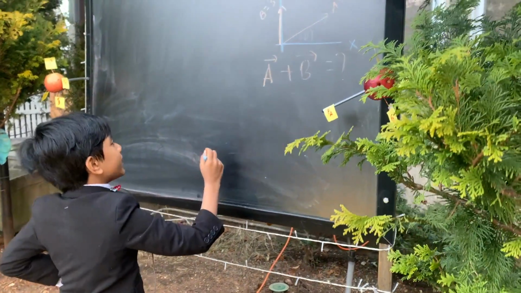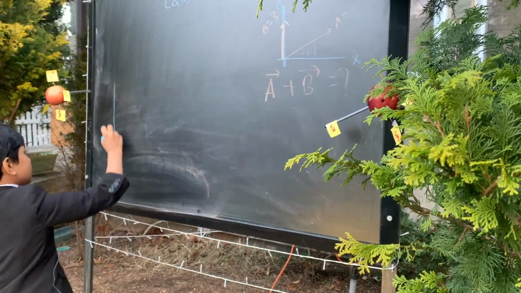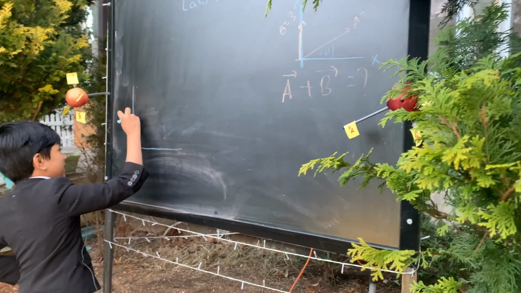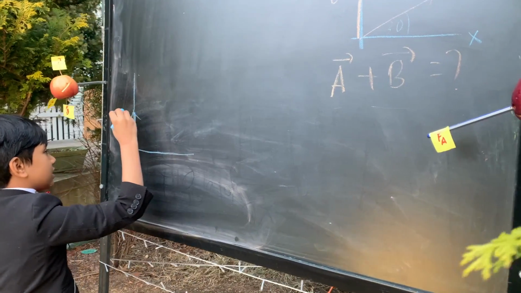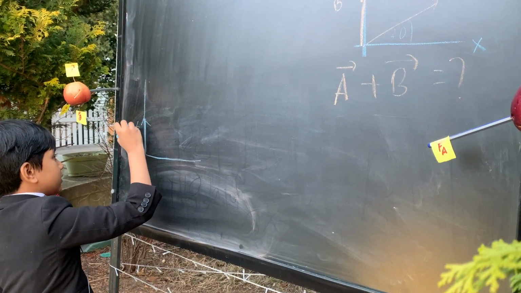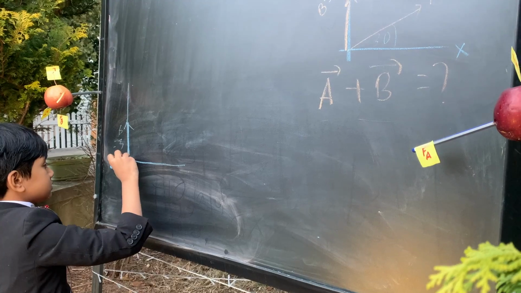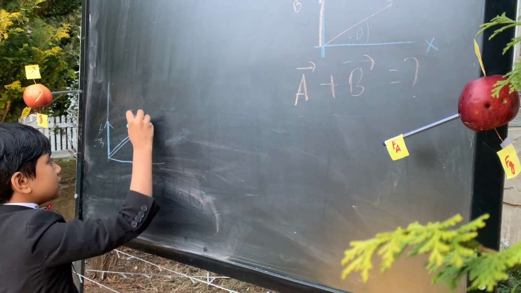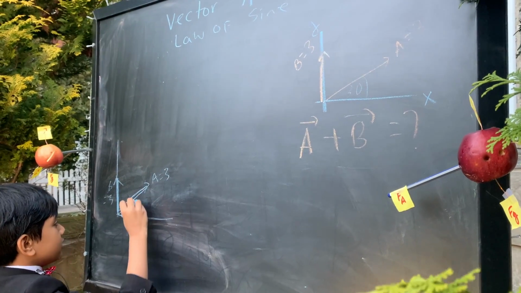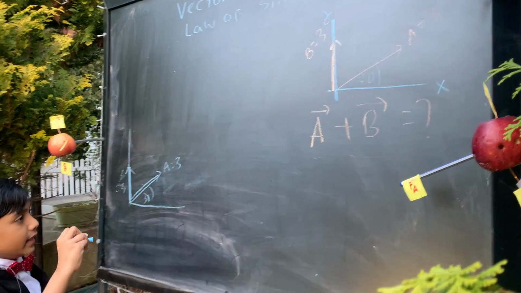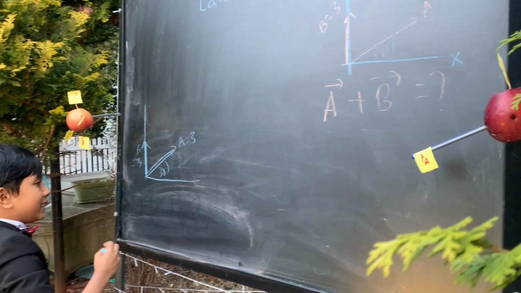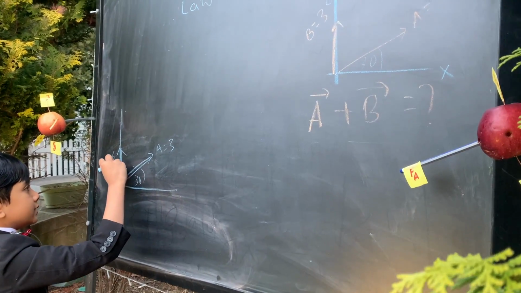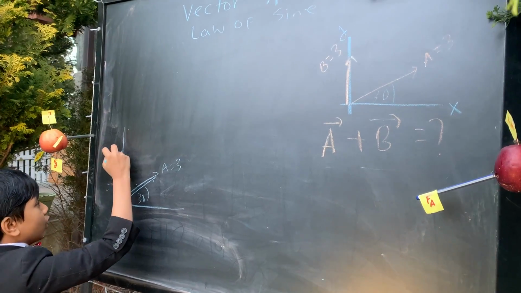Well, what we can do is we can rewrite the diagram to show like this. This is going to be B, which is 3. This is going to be A, which is going to be 3 as well. A has a 30-degree angle. So what is A plus B? Well, it's pretty simple. Not that simple, but pretty simple.